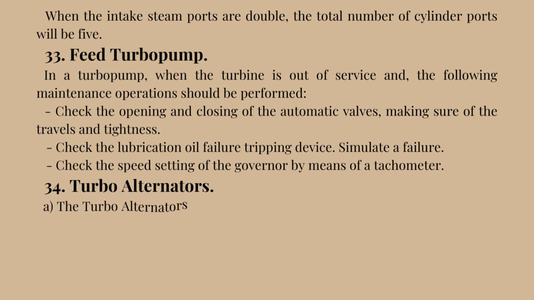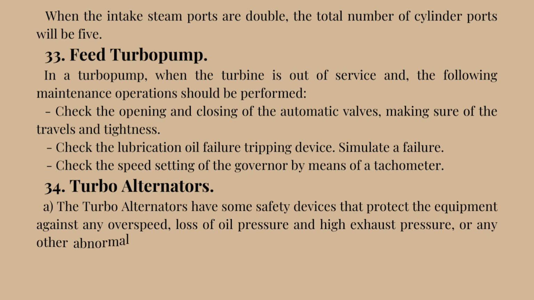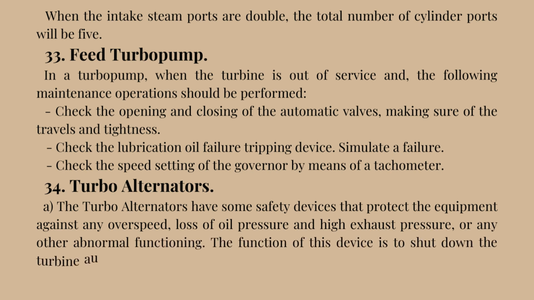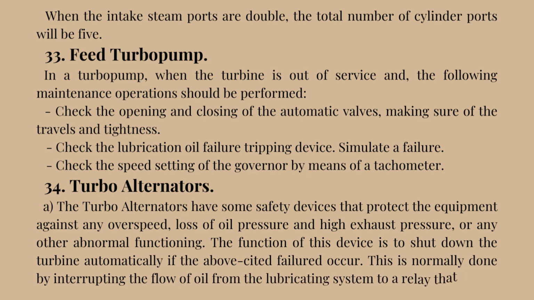34. Turbo alternators. A. The turbo alternators have some safety devices that protect the equipment against any overspeed, loss of oil pressure and high exhaust pressure, or any other abnormal functioning. The function of this device is to shut down the turbine automatically if the above-cited failures occur. This is normally done by interrupting the flow of oil from the lubricating system to a relay that keeps open the valve letting steam into the turbine.